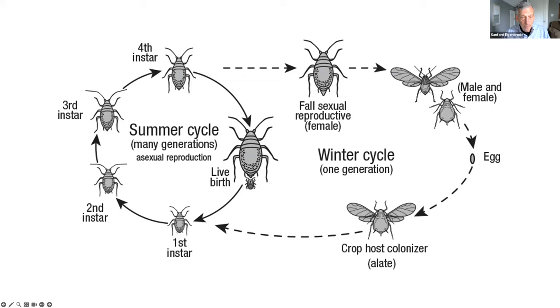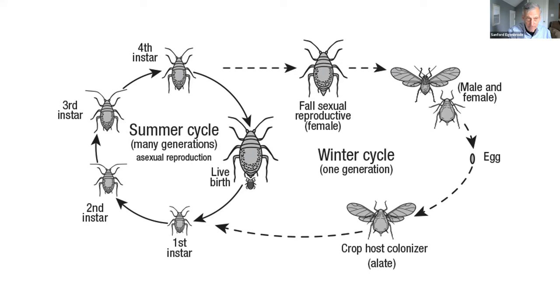So that's the whole cycle of aphids, and many of them that you're familiar with will have, if they're feeding on something like a forb or something in your garden in the summertime, in the wintertime they have moved to a different host, usually a tree. And most species have this, what's called holocyclic life cycle.